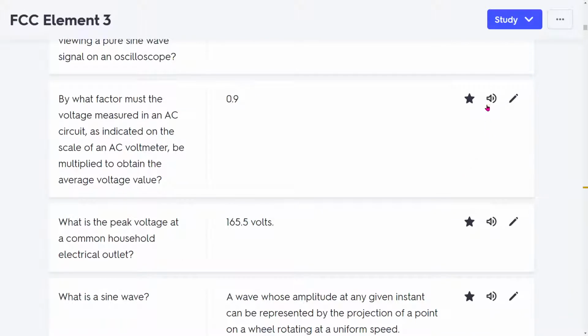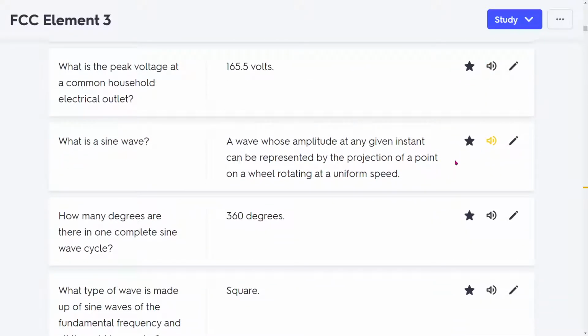Peak to peak. By what factor must the voltage measured in an AC circuit as indicated on the scale of an AC voltmeter be multiplied to obtain the average voltage value? 0.9. What is the peak voltage at a common household electrical outlet? 165.5 volts. What is a sine wave? A wave whose amplitude at any given instant can be represented by the projection of a point on a wheel rotating at a uniform speed.